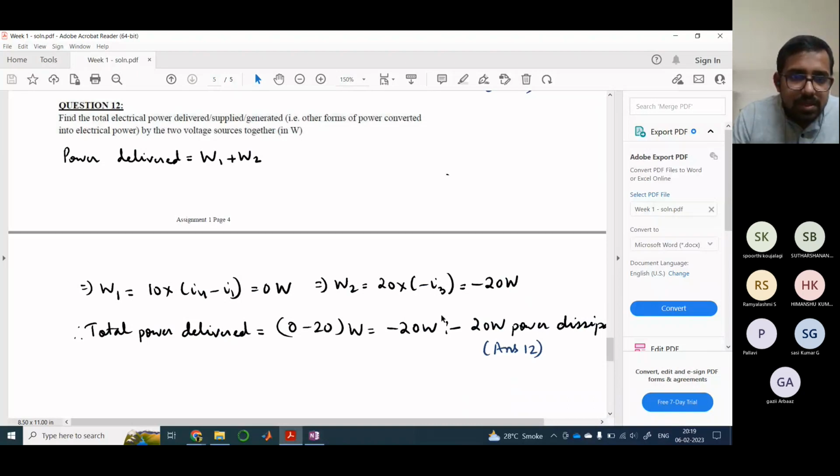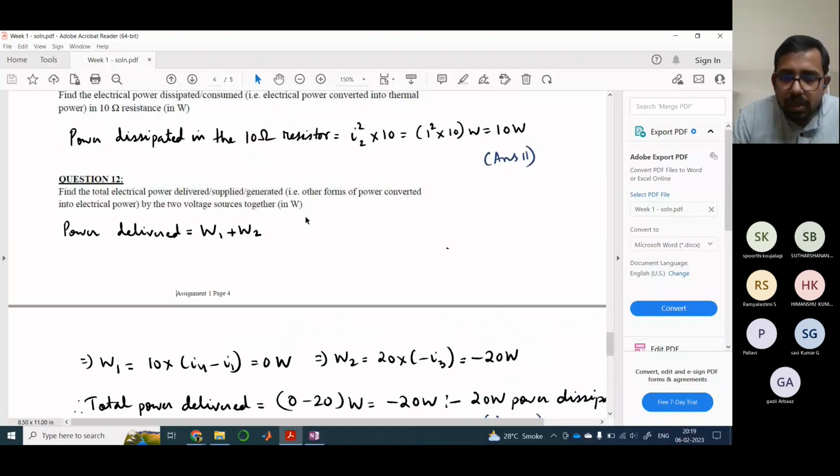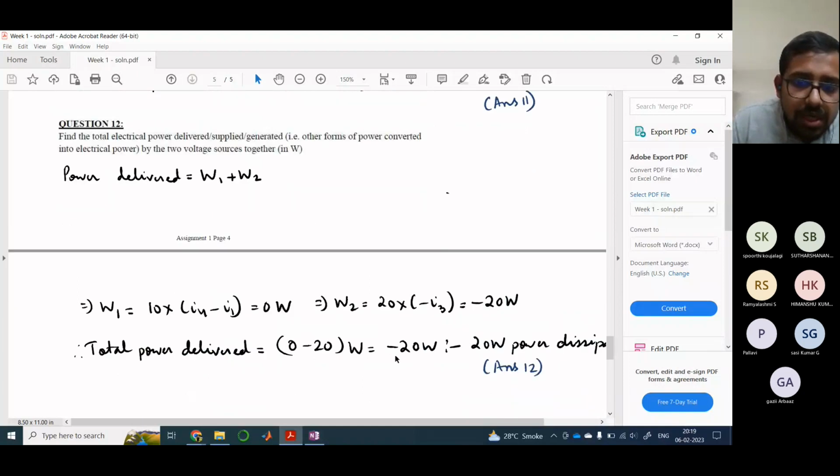So basically, it is accepting the power. It is not delivering the power. It is accepting that power. So that is why this minus sign is there. In your answer, when you are solving the question, you need to put this minus sign here. You just can't write 20 watts. It would mean something else, that it would be supplying the power. You need to write this minus sign here, otherwise your solution would be incorrect. So this is question number 12. I hope this was clear.